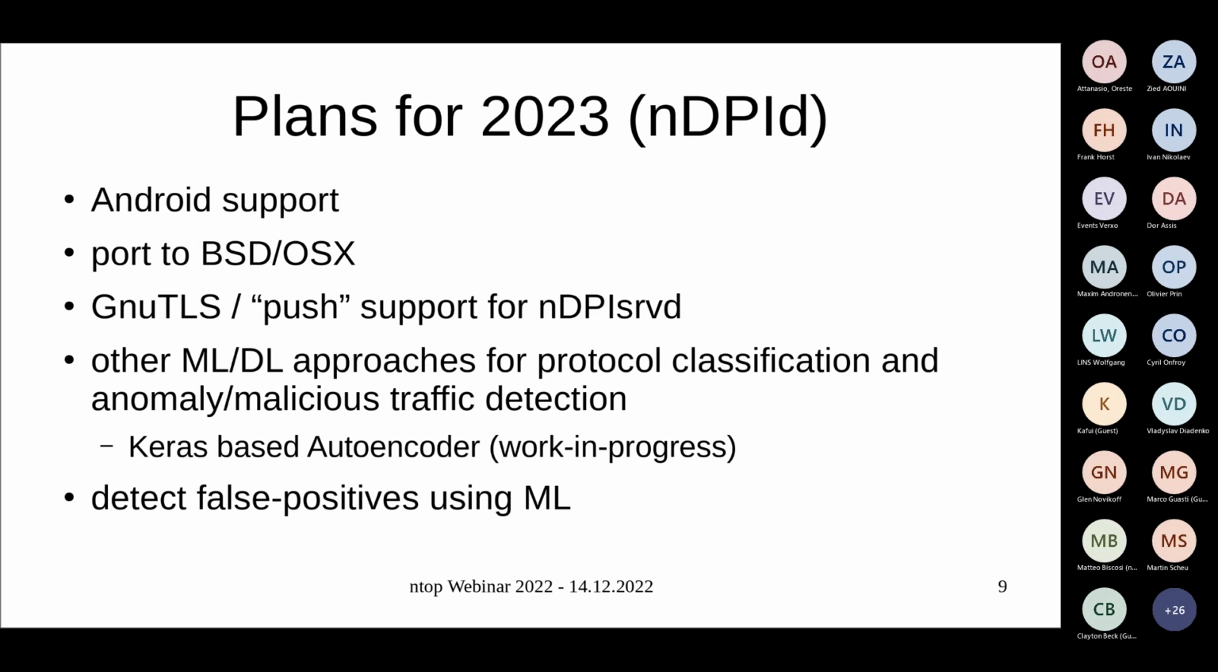Another thing is to use machine learning and deep learning to detect network anomalies, malicious traffic, and layer 7 protocol false positives. There's already a small example available, which does some basic protocol classification using the scikit framework. But that's something I will show you in a few seconds.